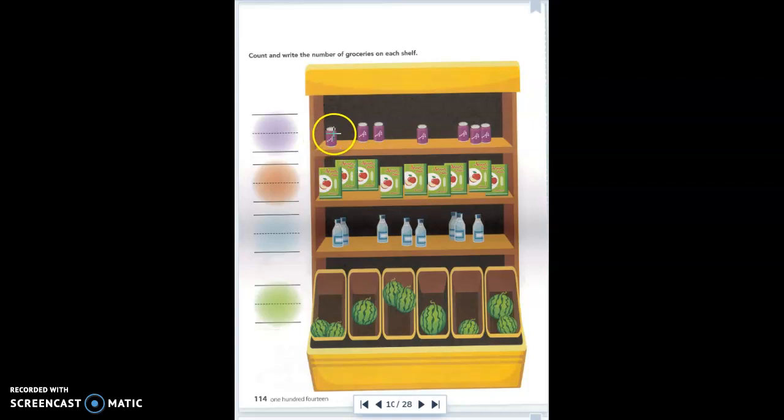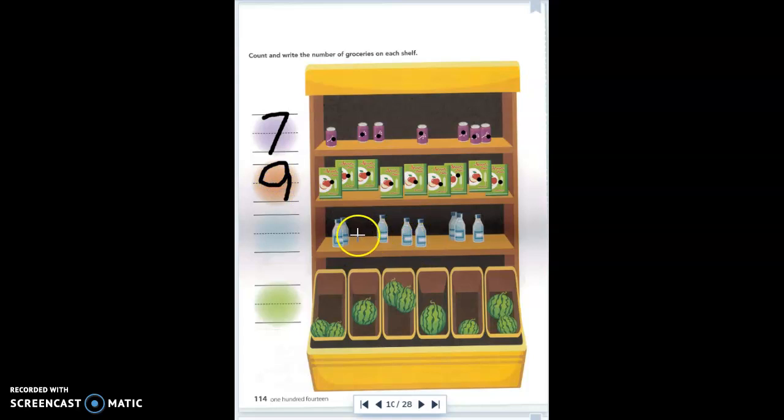So the first thing I'm going to count is this grape soda. 1, 2, 3, 4, 5, 6, 7. I have 7 objects on my first row, so I need to write the number 7. Next I'm counting apple sauce or something apple. 1, 2, 3, 4, 5, 6, 7, 8, 9. There are 9 of those, so I need to write the number 9.